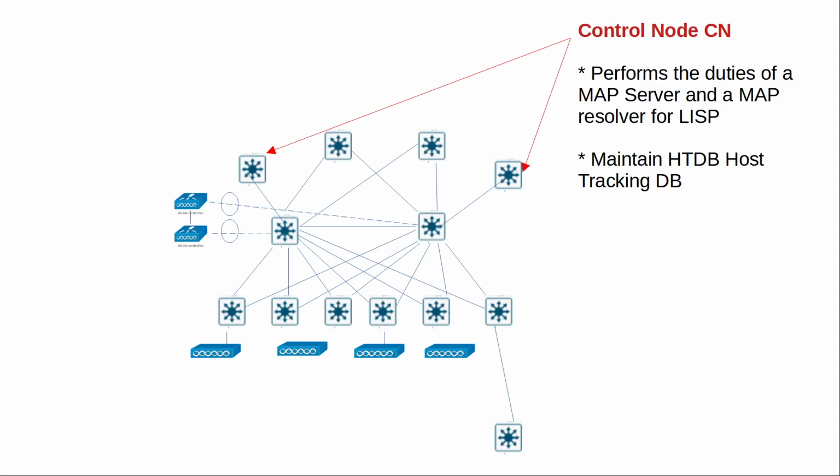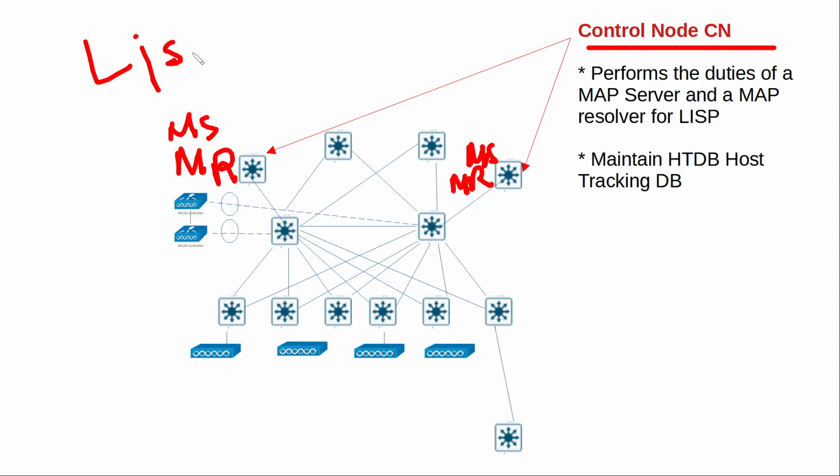Let's continue talking about the fabric device roles. In this case, we're going to talk about the control node. This control node performs the duties of a map server and a map resolver for the LISP protocol that we are running on the overlay. So we are going to put together these two roles into a single device, and we are going to call that device the control node.